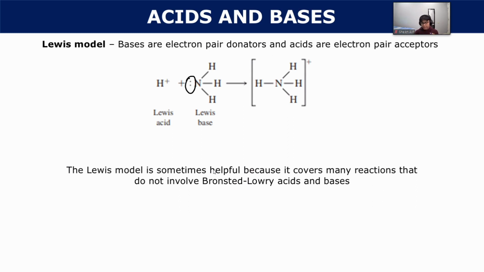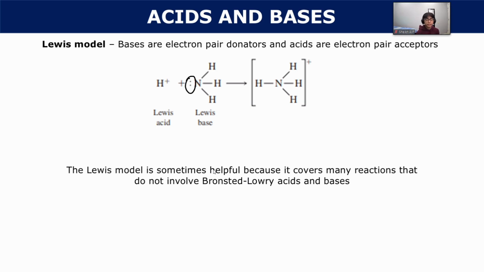So in this case, the NH3 becomes the Lewis base, and the H plus is the Lewis acid. The Lewis model is sometimes helpful because it covers some reactions that don't involve Bronsted-Lowry acids and bases. Generally, we use the Bronsted-Lowry model for a lot of our acid-base problems. But do know that the Lewis model exists, and it does help to explain some of these weird anomalies that we find in the Bronsted-Lowry model or the Arrhenius model.